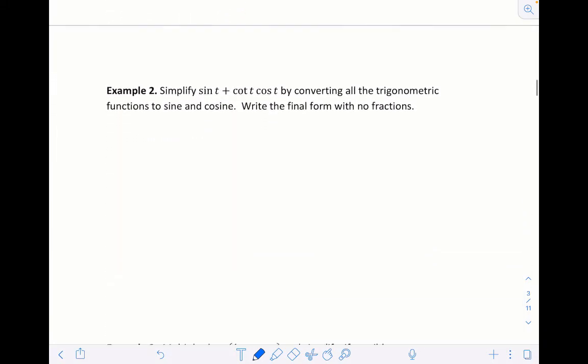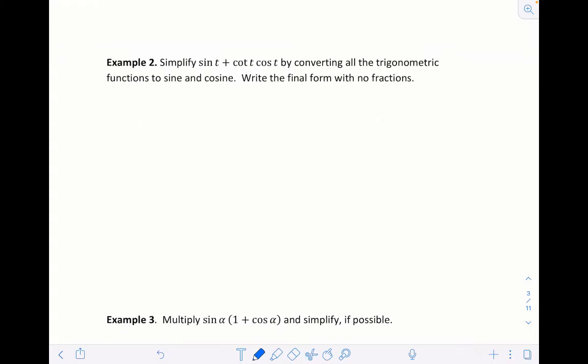Okay, so let's look at some other examples of things that you might do with identities. One is really just simplifying. Because sine and cosine and all the other trig functions are so related, most likely we can take an expression like this and simplify it to something smaller. And one way that we can do that is by converting everything to sine and cosine so that we can see how they are related. So sine of t is already a sine, so I'm going to leave that one alone.